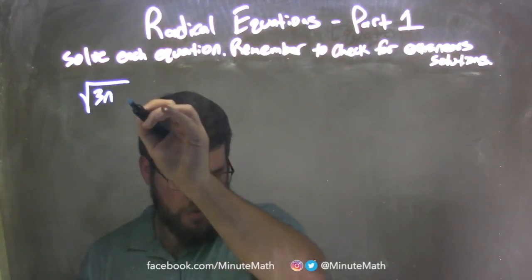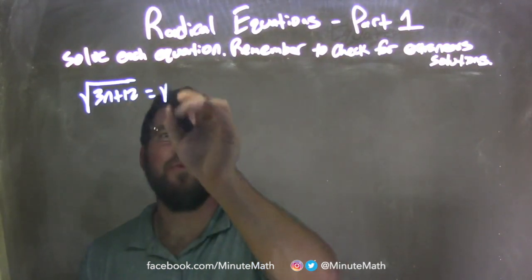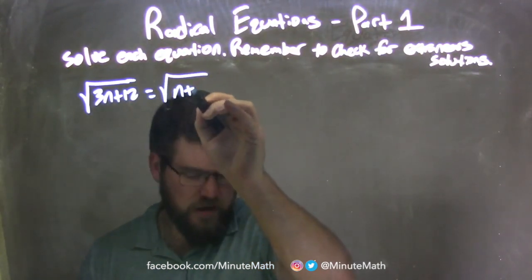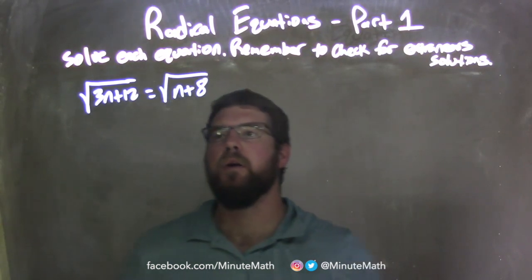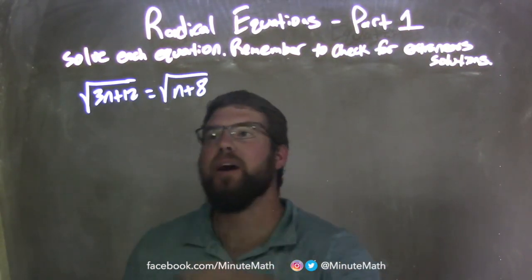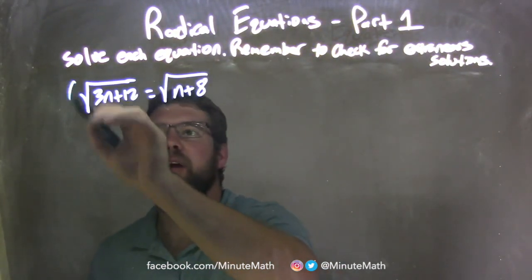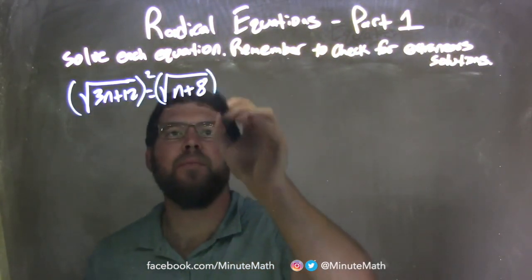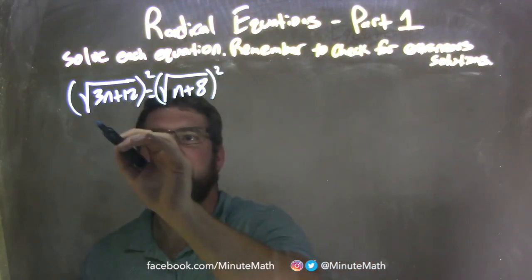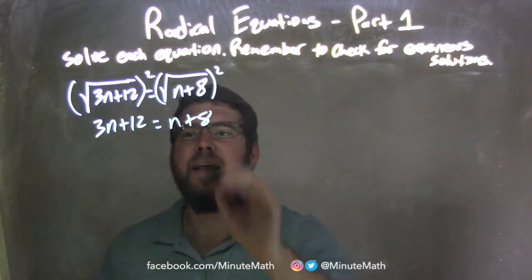The square root of 3n plus 12 equals the square root of n plus 8. Well, I have a square root on both sides, and to eliminate them, I have to square both sides. Both of them are already isolated, so we're fine. We can do that. So we square both sides here. Square roots get eliminated. We're left with 3n plus 12 equals n plus 8.